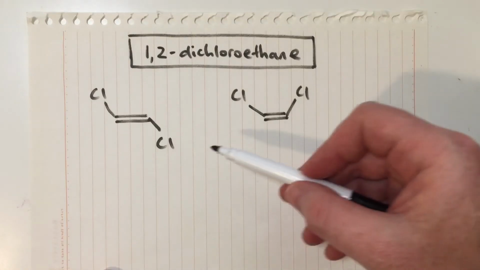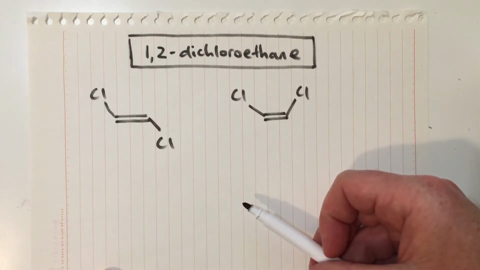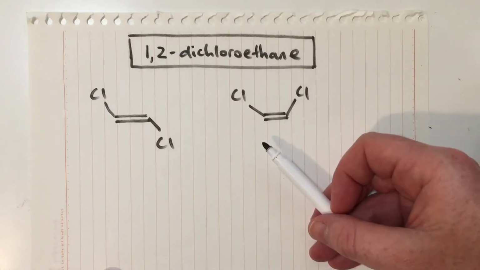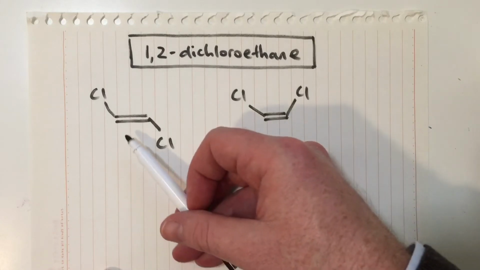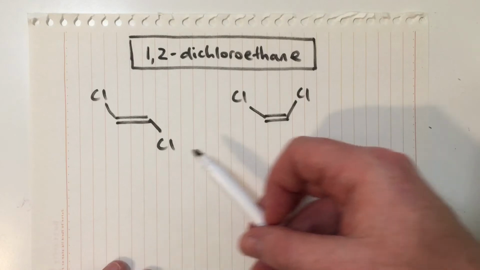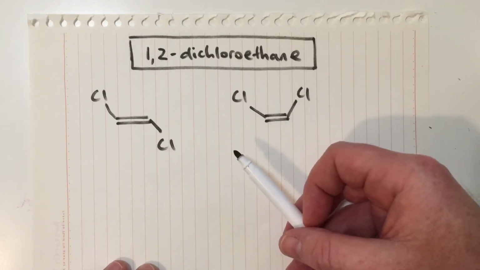So here is 1,2-dichloroethane. Actually, there are two different molecules that can be described by 1,2-dichloroethane. These molecules are diastereoisomers of each other because you can't have rotation about this double bond. So we need a system to unambiguously identify these two different molecules. And that's the EZ system.